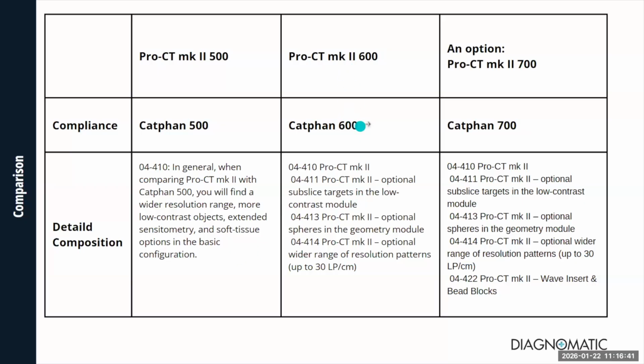If we want to have the equivalent of CATPHAN 600, we need to add the optional subslice targets in the low contrast module, optional spheres in the geometry module, and the optional wider range of resolution in the high resolution module. We can also make the equivalent of the CATPHAN 700. On top of the CATPHAN 600 set, we need to add the wave insert and bed blocks modules. So we can have the same specification.